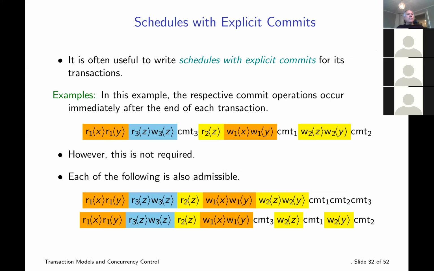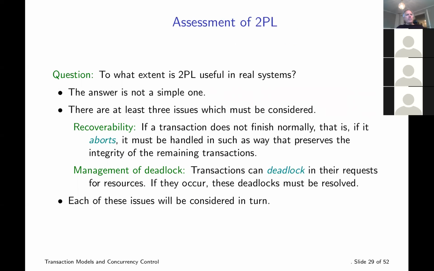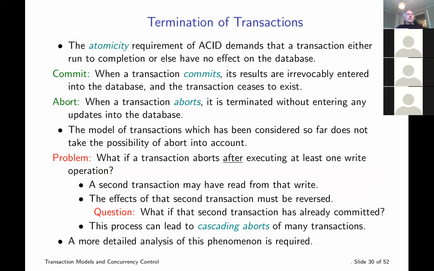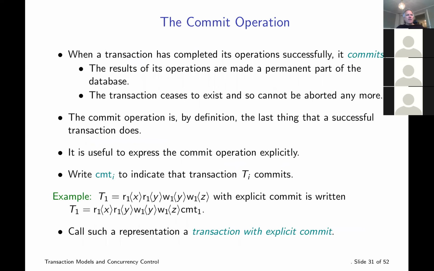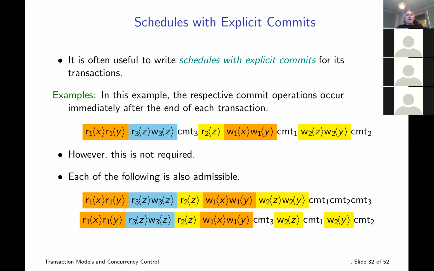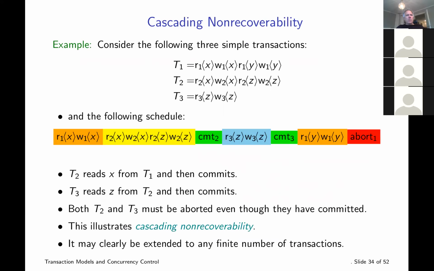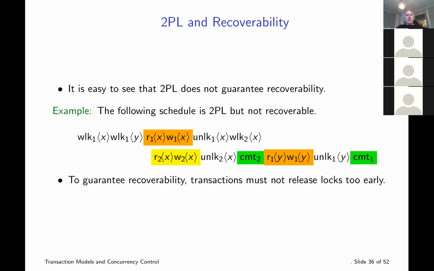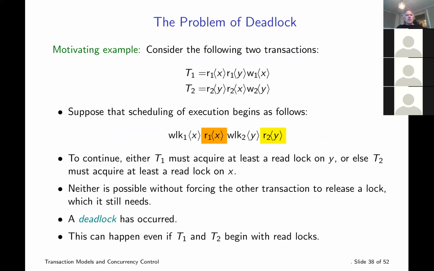The one thing we want to talk about then is the assessment of 2PL, okay. Termination of transactions. So the deal is this: what if a transaction aborts after executing at least one write? Okay, here's the problem. I'm just going to skip that. I want to talk about something. Maybe this will come up in a different context.